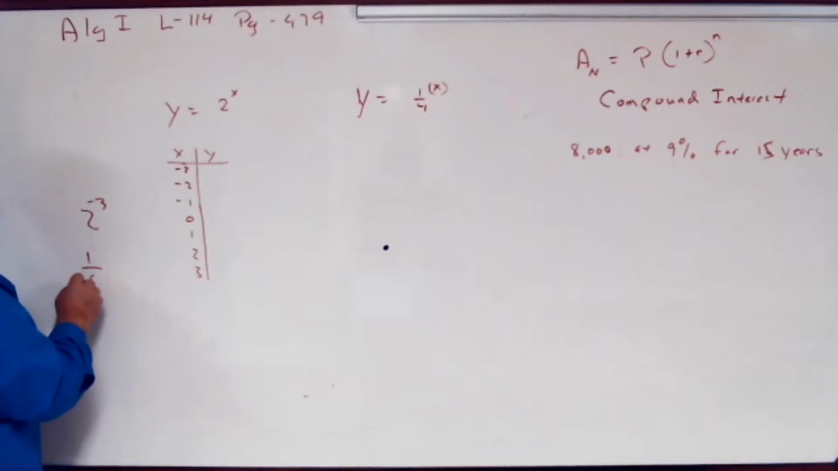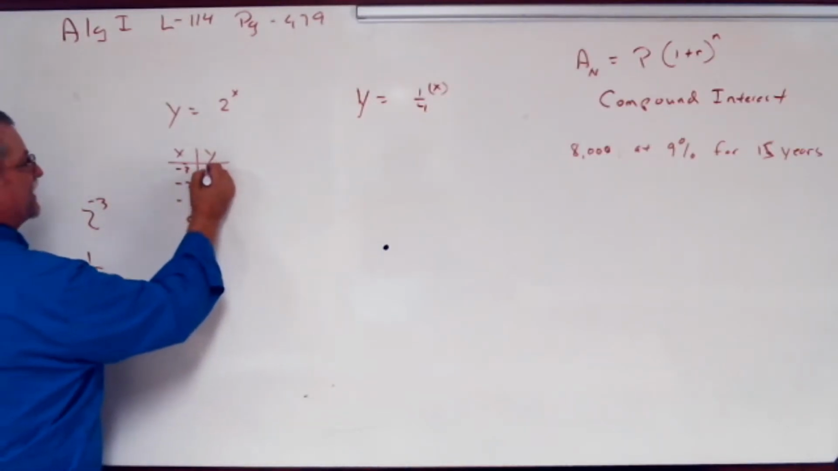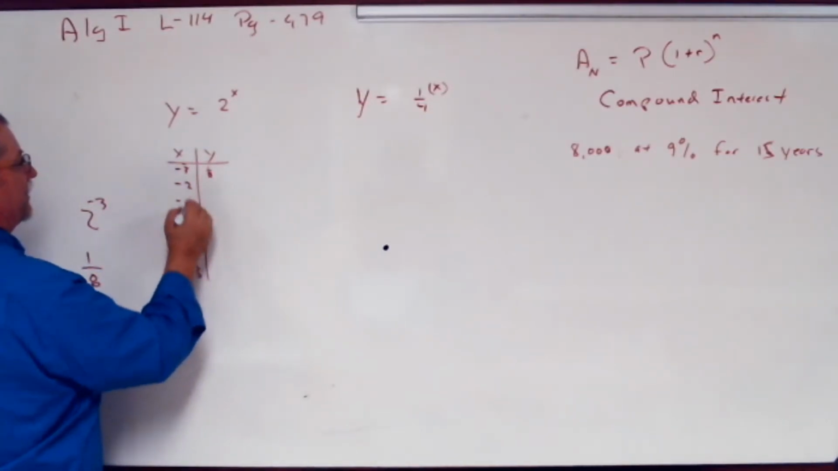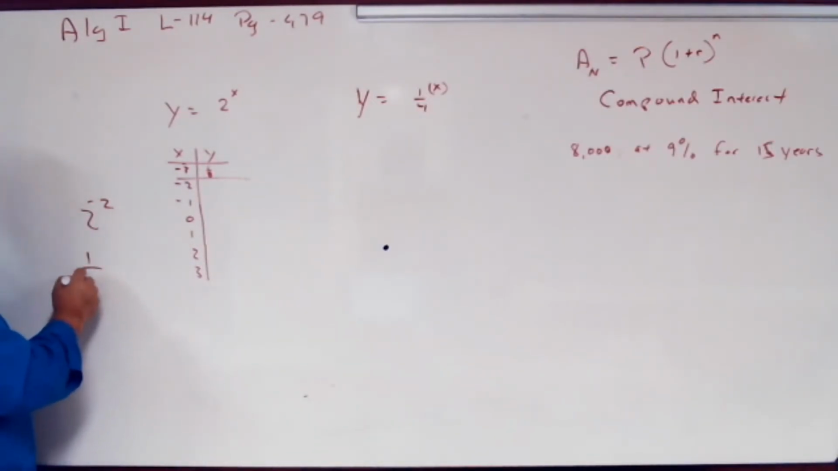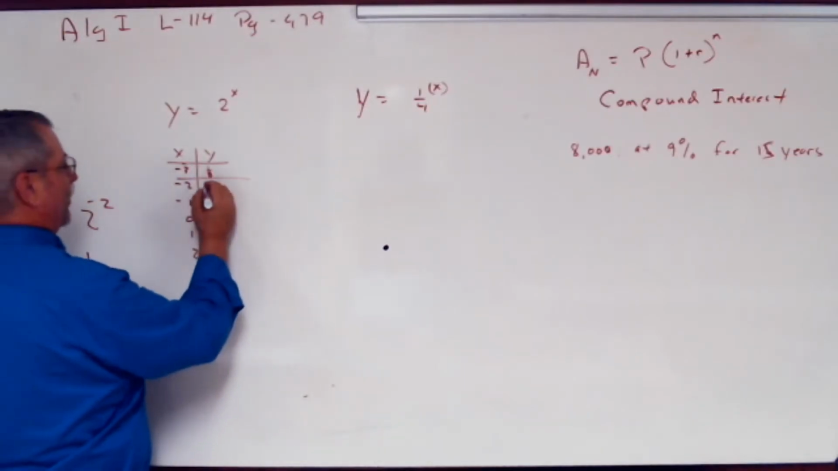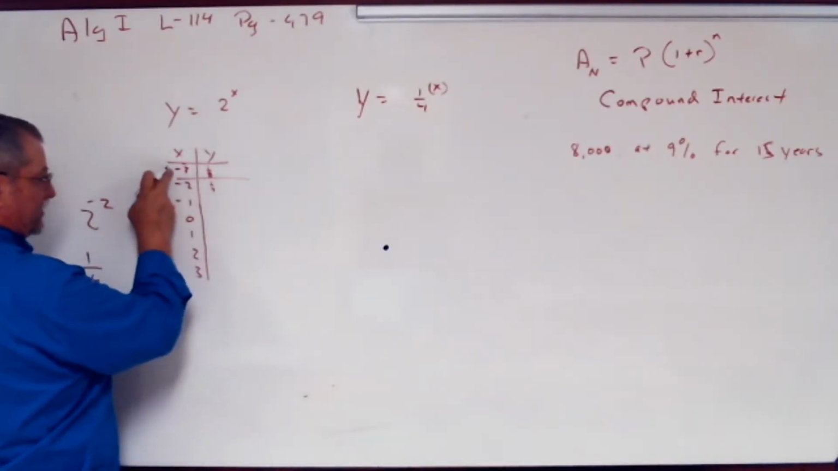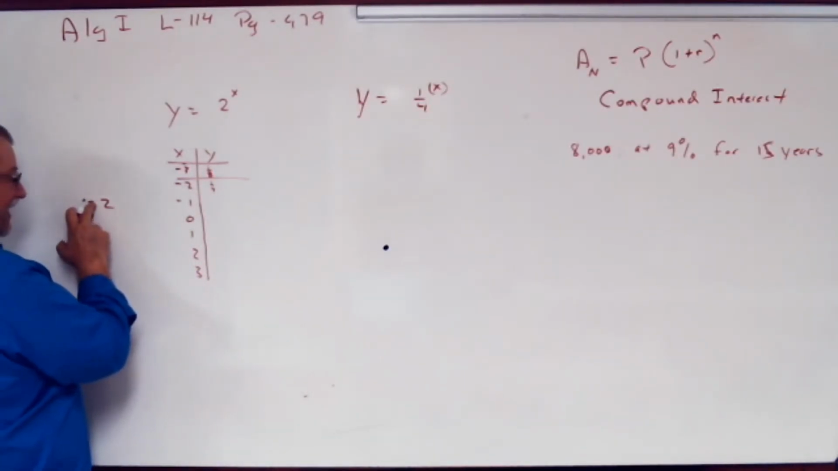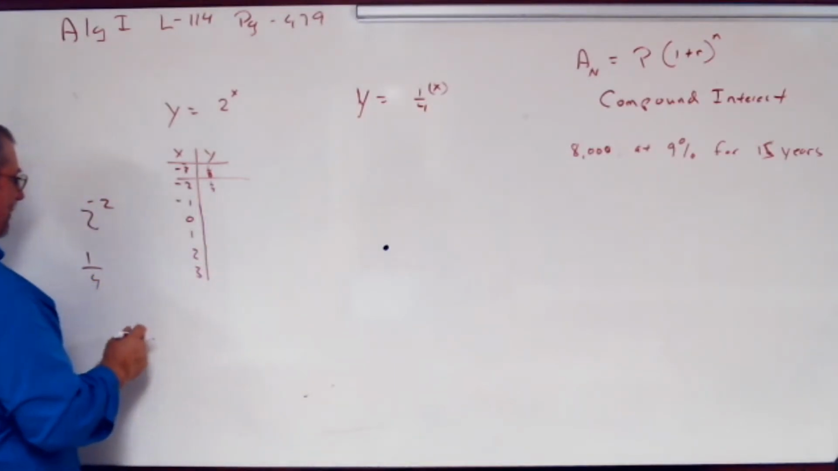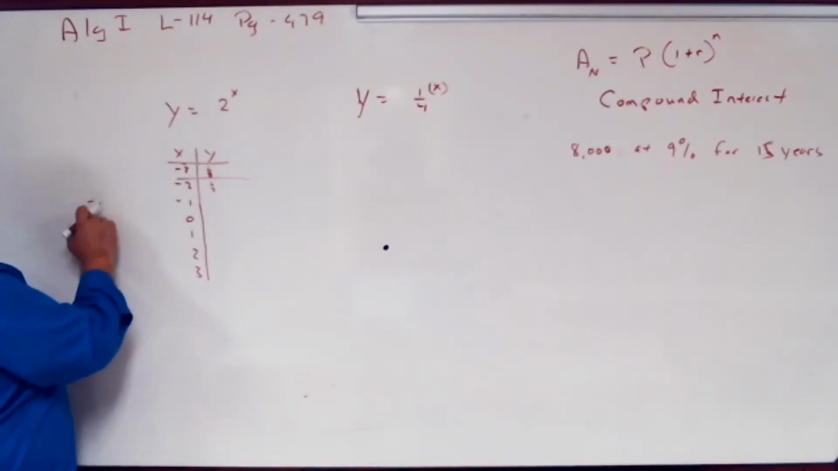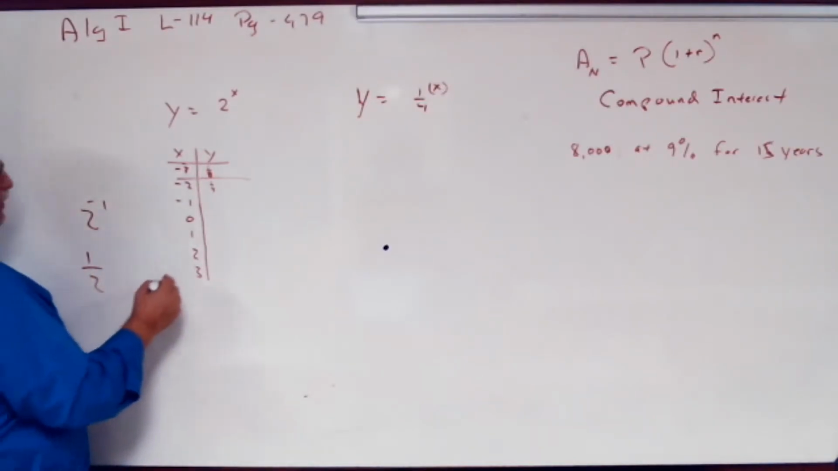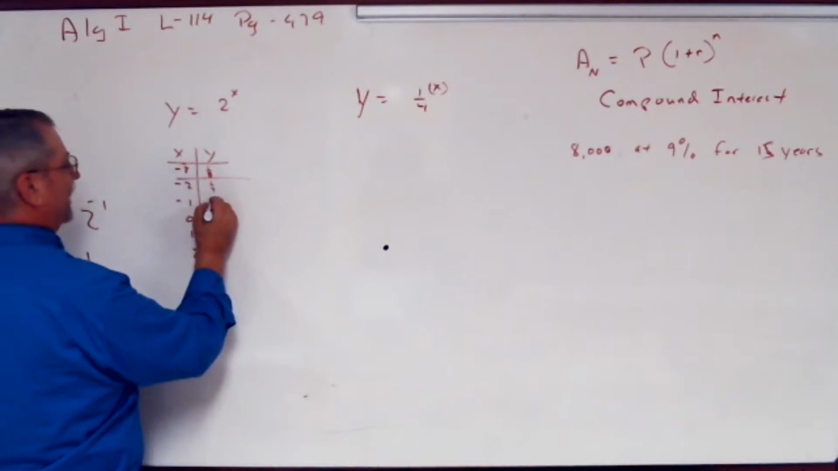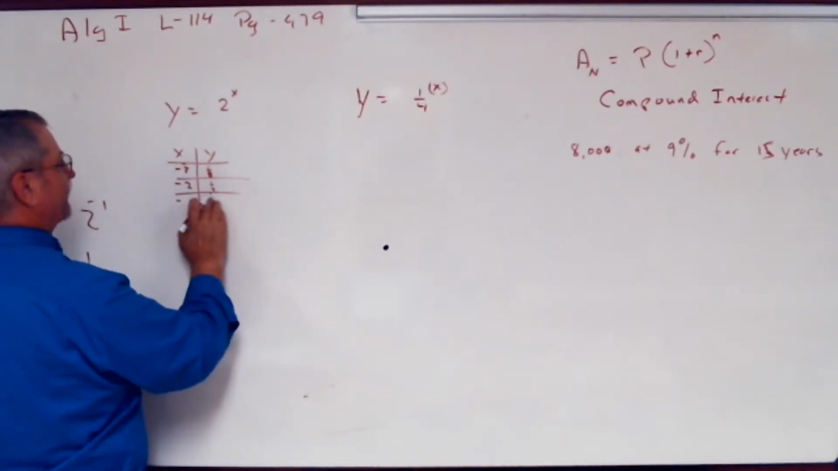1 over 2 to the 3 is 1 over 8. So this is 1/8 right here. Okay? And we put a negative 2 in there. That's going to be 1/4. Again, you understand, negative exponent does not mean negative number, okay? If you put a negative 1 in there, that's just a 2. Wow, and I can't write for nothing.